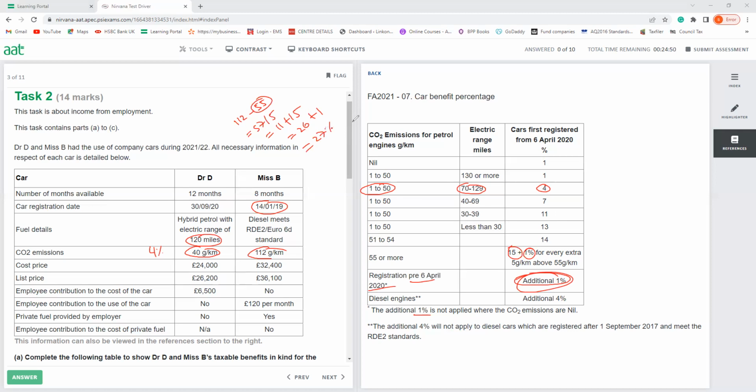So now we have the calculation. For the Dr. D, it is 4%. And for the Ms. B, it is 27%. So both of them, we have this calculation. So this is the first calculation we need to do. We have to find out how much is the percentage before we find out how much is the benefit. So once we have the percentage, our first step is done. On the next step, we're going to look at how to calculate the benefit.